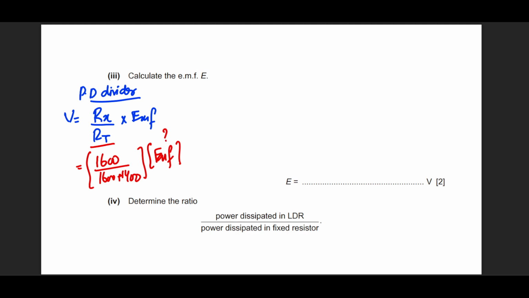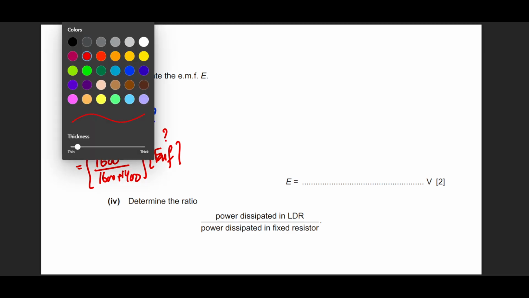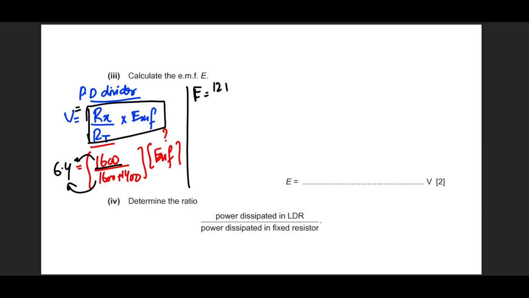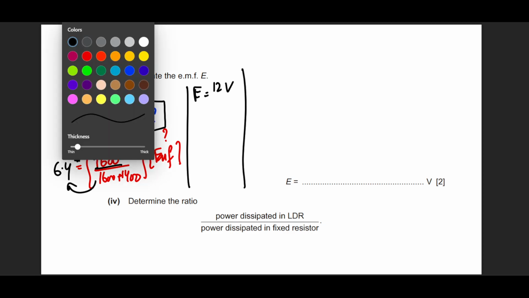Do I know this value? No. This is what we want to find out. But do I know the voltage I'm going to get? After solving this equation, I should get the voltage of the 1600. Do I have that? Yes, that was 6.4, right? So after calculating this, take this over there, then divide this over there, and the value of EMF comes out as simply 12 volts. Very simple and straightforward question.